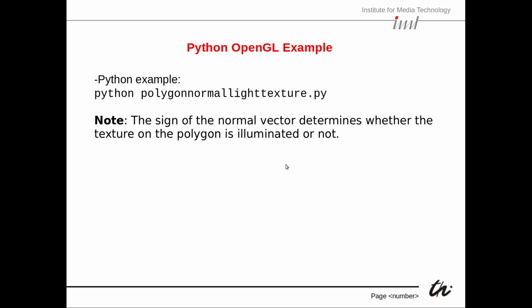Right, so the sign of the normal vector determines whether the texture on the polygon is illuminated or not. So only if it points towards the camera it's visible, otherwise it's not visible.